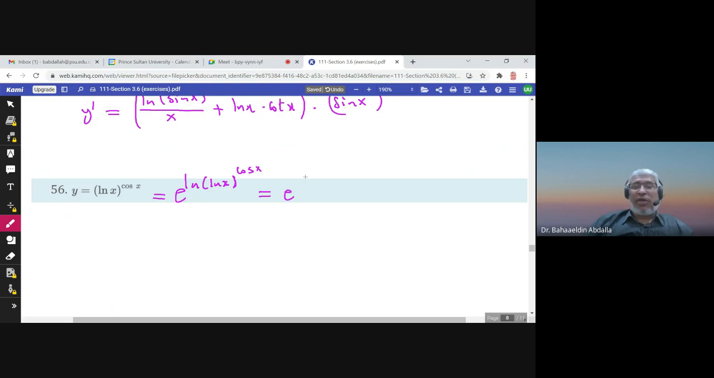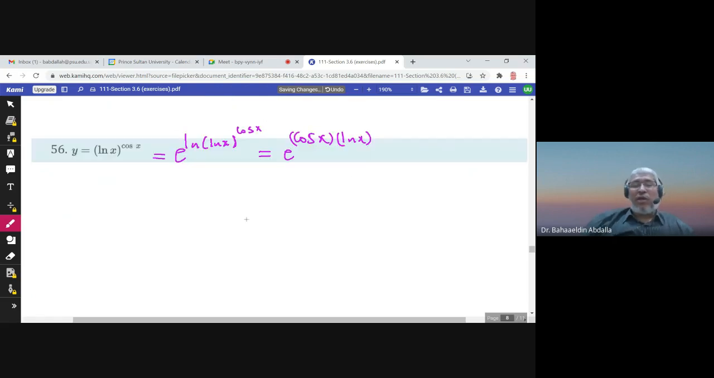I can take cosine outside, so I'll have cosine x times ln x, a product of two functions. You bring cosine here, so I'll have ln ln x. If you bring cosine outside here, you still have ln ln x. Good. So now I find the derivative.